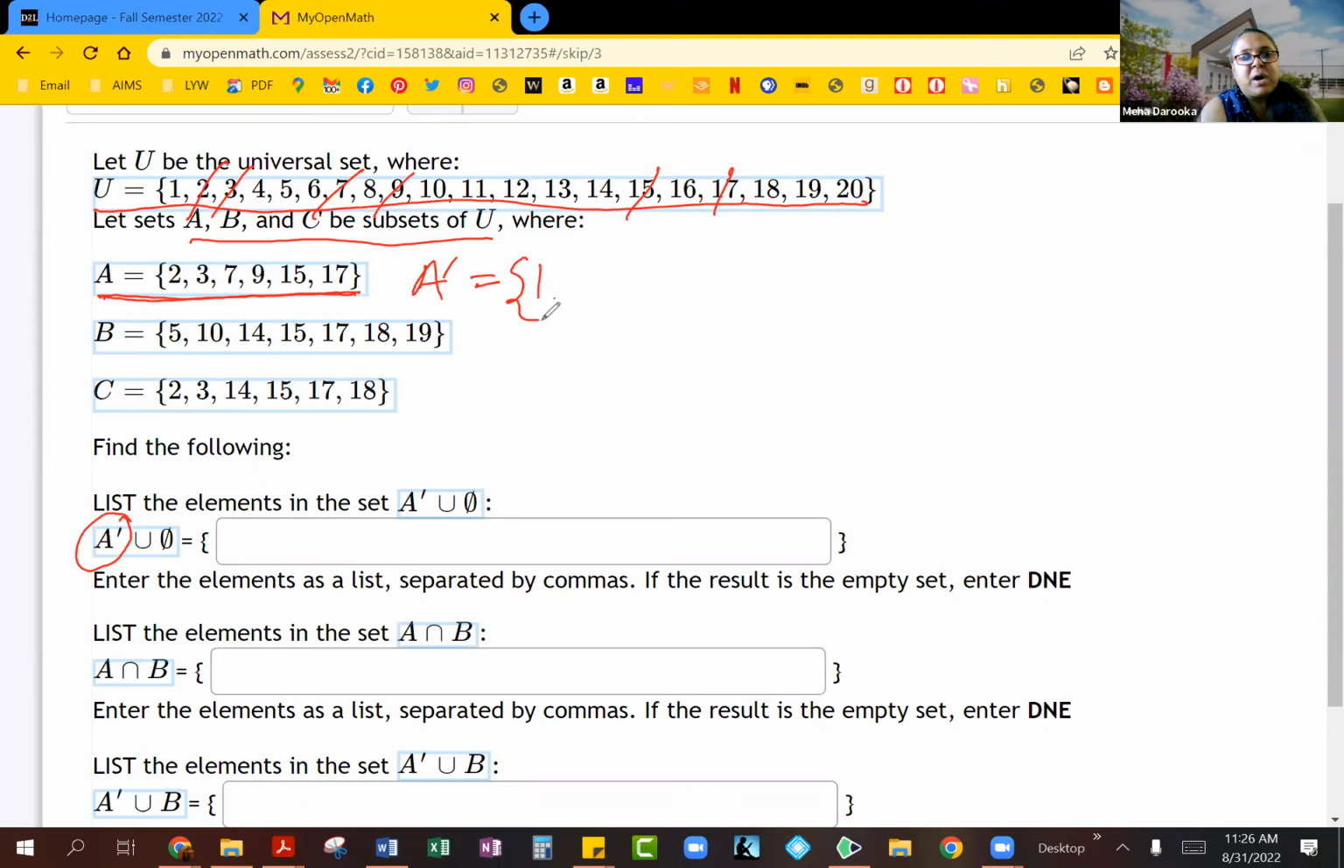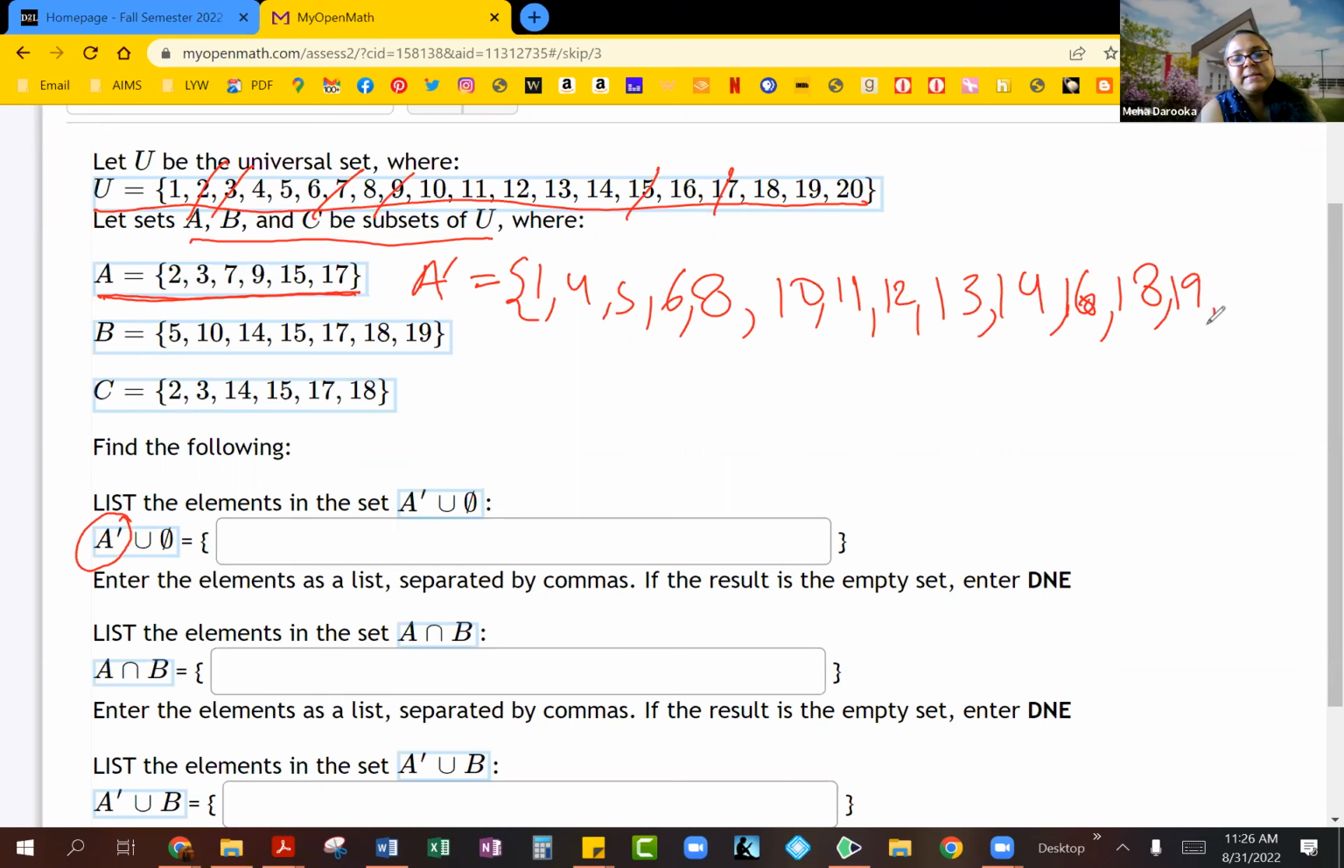So, that's going to be your 1, 4, 5, 6, 8, 10, 11, 12, 13, 14, let's see, 16, 18, 19, 20. All of these are going to be in A complement, and that's the same thing you're going to list over here. Because again, like I said, this is an empty set, so it's not bringing any elements to that union. So just everything from A complement. Does that make sense? Yeah.